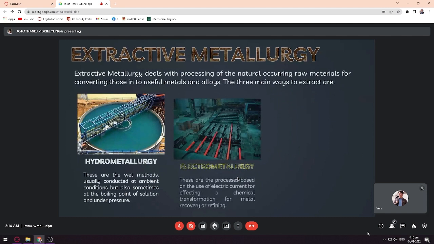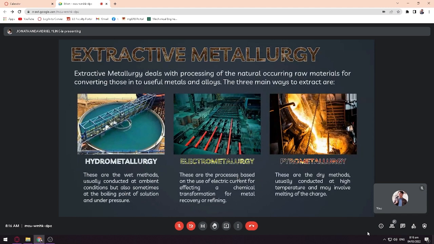Extractive metallurgy deals with the processing of naturally occurring raw materials for converting them into useful metals and alloys. The three main ways to extract are hydrometallurgy, electrometallurgy, and pyrometallurgy. Hydrometallurgy uses wet methods, usually conducted at ambient condition but also sometimes at the boiling point of solution and under pressure. Electrometallurgy is the processes based on the use of electric current for affecting a chemical transformation for metal recovery or refining. The last is pyrometallurgy, which uses dry methods, usually conducted at high temperature and may involve melting of the charge.